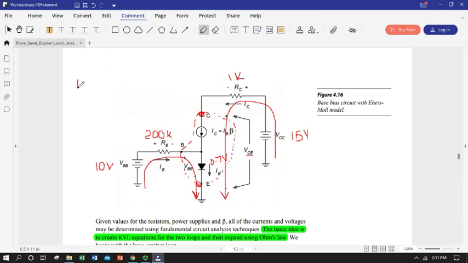So I can tally up all those voltages. We're going to go up 10 volts through VBB, and then we're going to go down 200K, 200,000 ohms times I base.